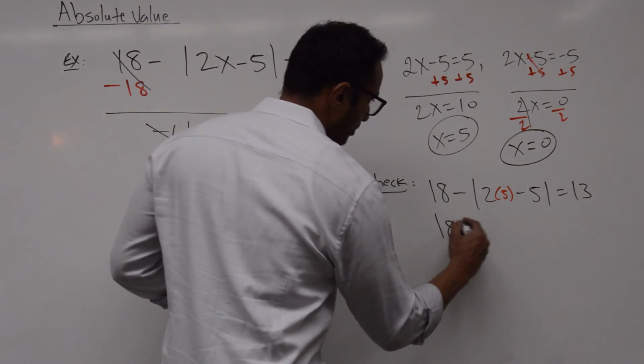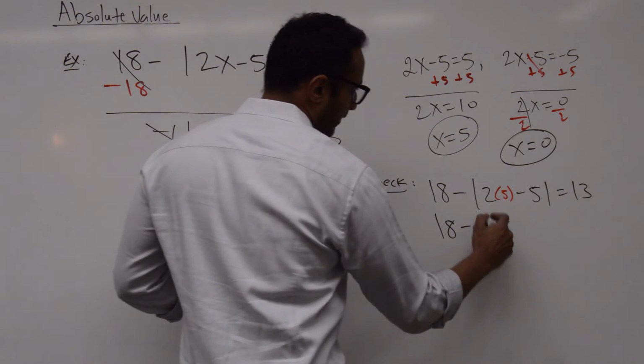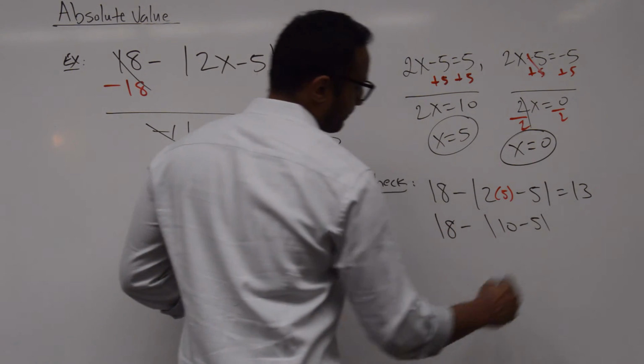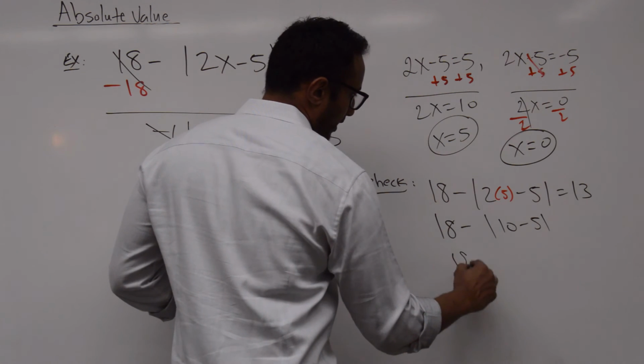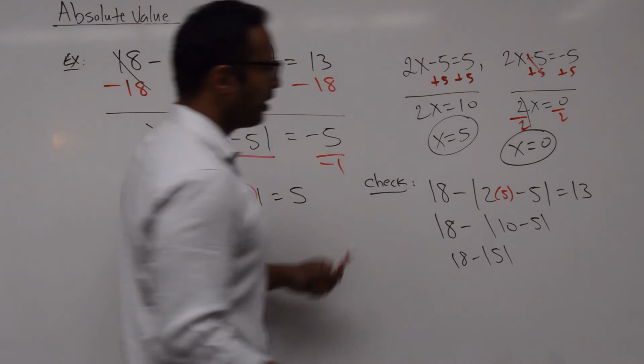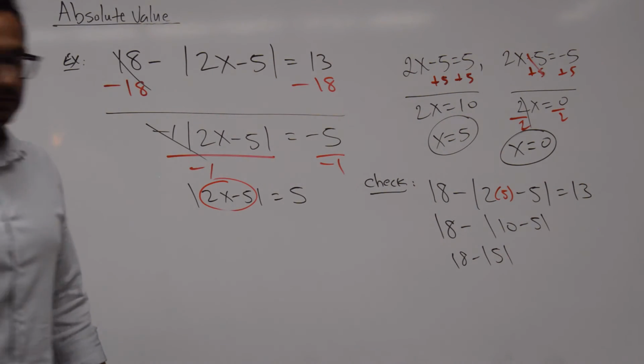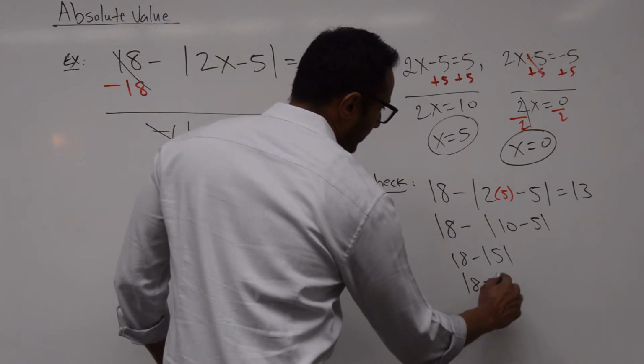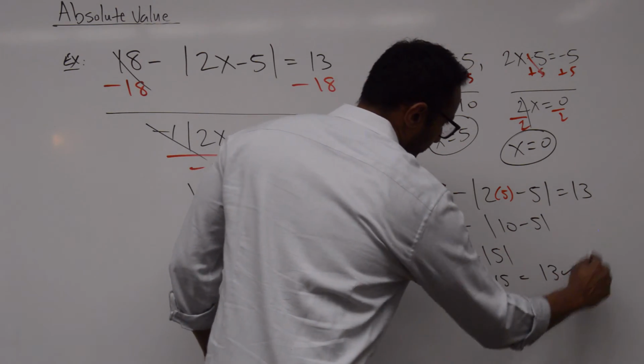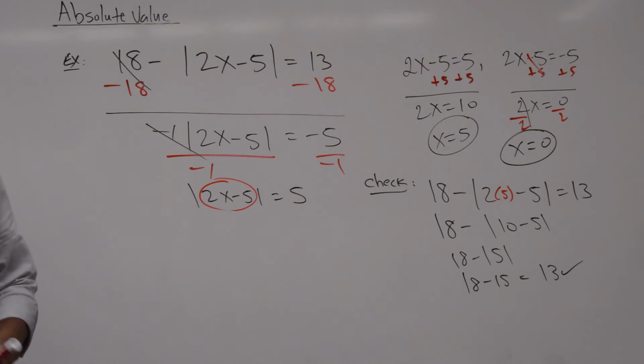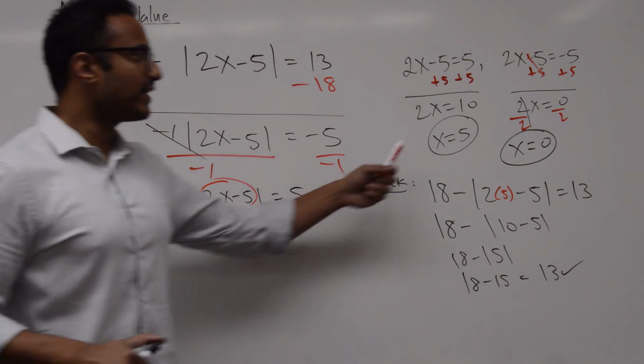I get 18 minus 2 times 5, which is 10. And then 10 minus 5 is 5, so we get 18 minus the absolute value of 5. What is the absolute value of 5? It's 5. So this gives you 18 minus 5, which is 13. Perfect, that checks out. Let's check the next value of x.